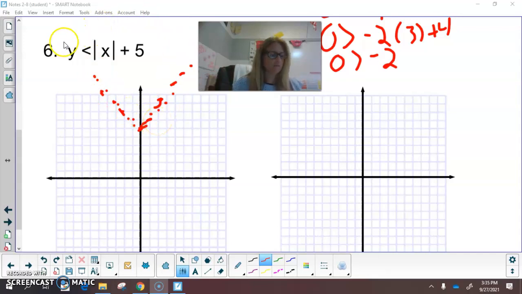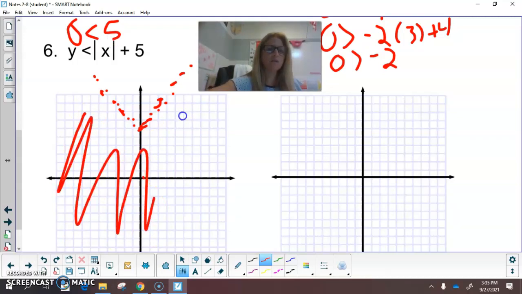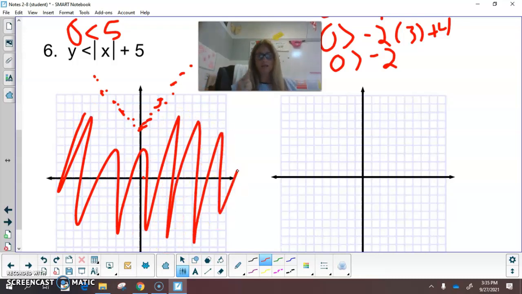And then we're going to substitute 0, 0 in. So what do we get here? We have 0. What's the absolute value of 0? 0. Plus 5 is 5. Is 0 less than 5? Yes, it is. So 0, 0 is here. So we're going to shade outside.